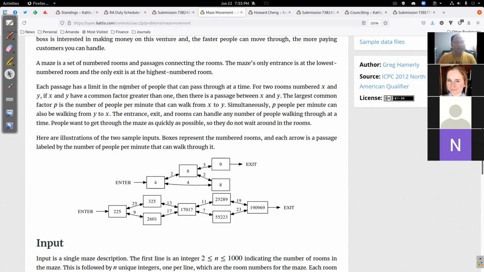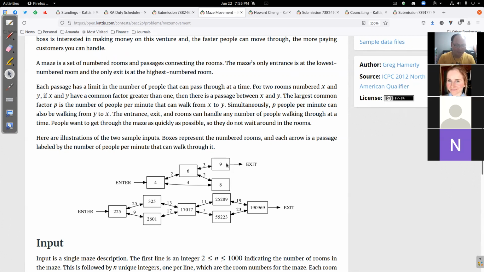Each passage has a limit on the number of people that can pass through at a time. Then they give some funny way of computing this capacity, right? So for two rooms numbered X and Y, if X and Y have a common factor greater than 1, there's a passage between X and Y. And the largest common factor P is the number of people per minute that can walk from X to Y. So 6 and 9, the largest common factor is 3. So the capacity of that link is 3. And in this case, it's both directions.